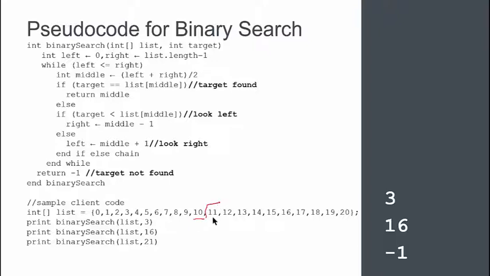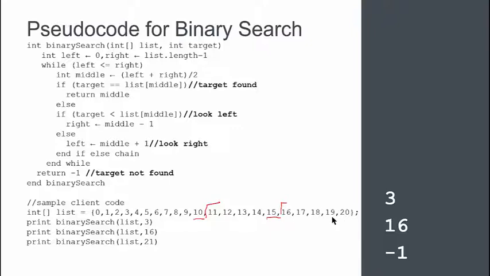The new middle position is the average of 11 and 21. So that's 31 divided by 2, that's 15. There's the new middle position. Is the 16 less than, equal to, or greater than that? It's greater, so we go to the right again.